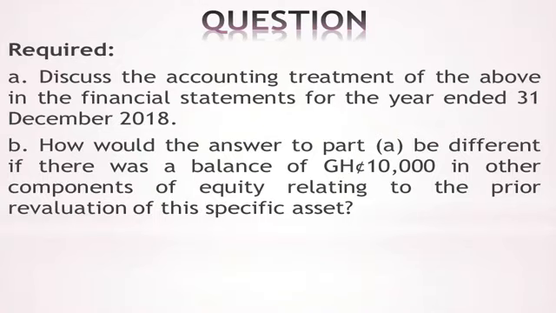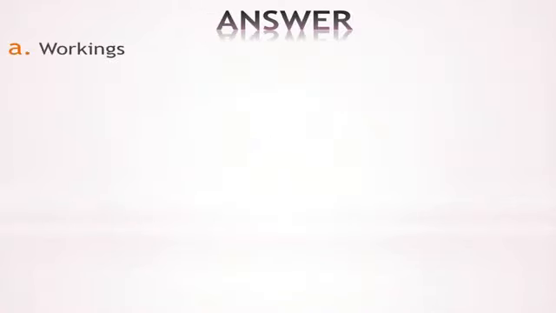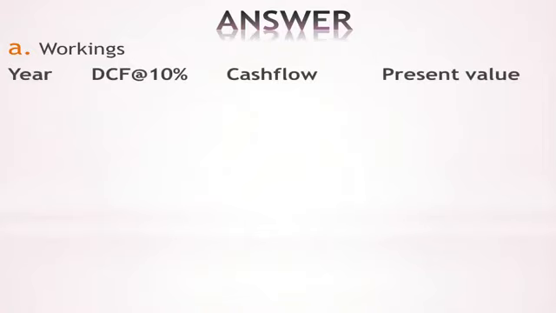So let's dive into A first. So A, let's start with our workings. We will first bring a schedule which will help us to estimate the present value. We are looking for the value in use in this case, and for value in use, we need to first use our cash flows. We bring our cash flows and we use a discount factor to give us the present value.